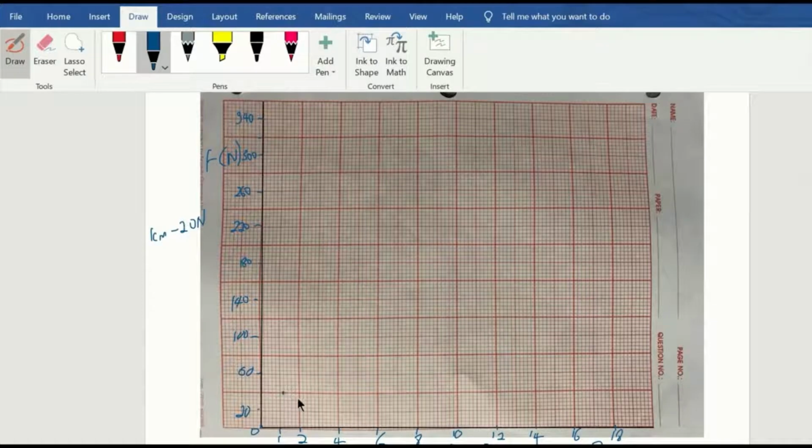Please mark your points. All right, so I have 2 points. When the load was 110, it was a 3.3 extension. So here is 2, here is 3. This is 3. 3.3 falls between 3.2 and 3.4, so it's in between this line.